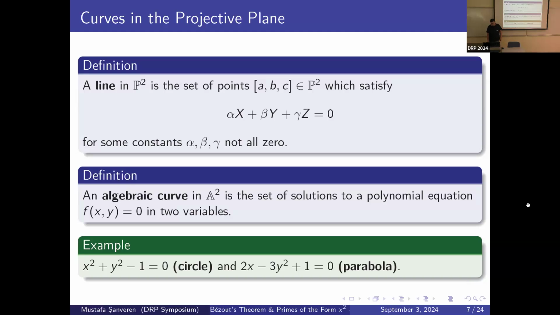And an algebraic curve in the affine plane is the set of solutions to a polynomial f(x, y) in two variables. And here are examples of algebraic curves. The first one is the circle, the second one is the parabola.